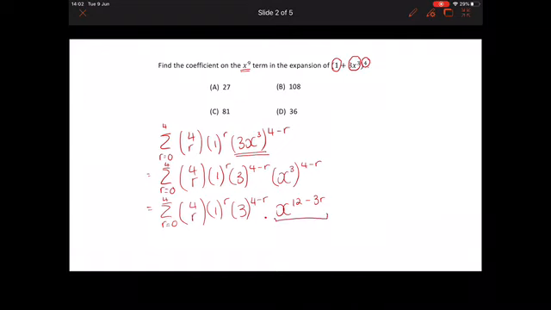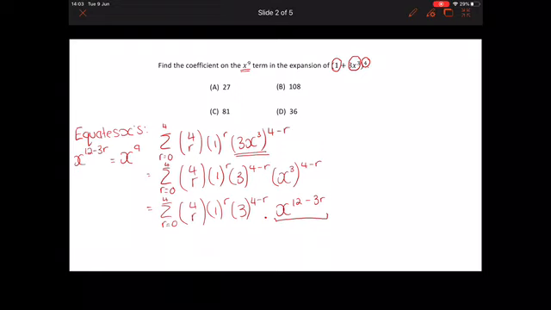Once we've got to the point where we've got our x's on their own, we can then equate our x's. So I'm going to move over here and I'm going to equate x's. When we do this, we take what we've got, which is x to the power 12 minus 3r, and we set it equal to what we're looking to get to, which is x to the power of 9. So we want that coefficient of x to the power of 9. So that means that 12 minus 3r must be equal to 9. Negative 3r must be equal to negative 3. So r must be equal to 1.